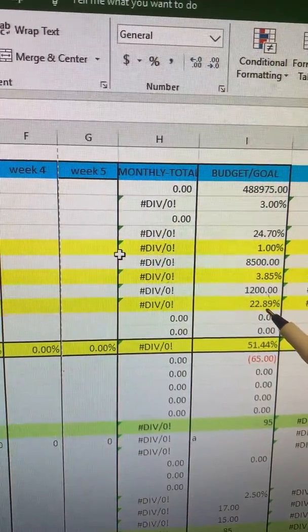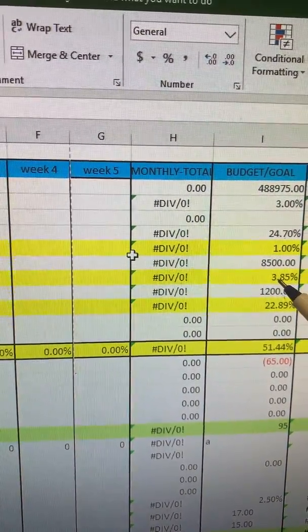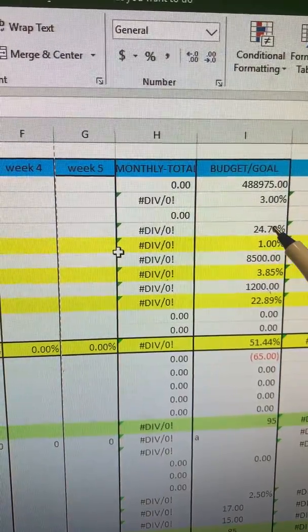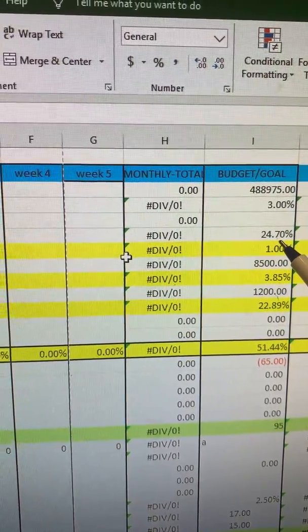I plugged in my labor. I plugged in what my paper said should be for budget and what my food said it should be for budget.